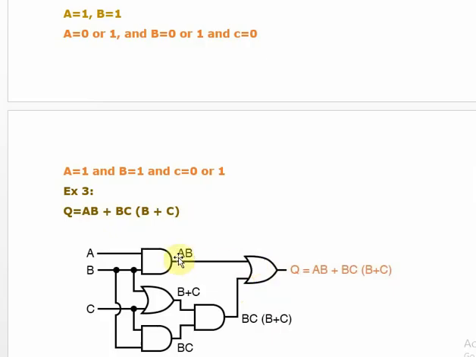To get AB, there should be an AND gate. Then A and B, AND gate. This side we need BC + BOC. First you write here BC + BOC, then it is very easy. Now to get BC and BC and BOC, so you put an AND gate here. One side we should get BC, then there should be another AND gate here. Then other branch we should get BOC, then there should be an OR gate.